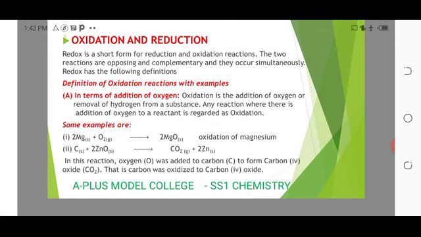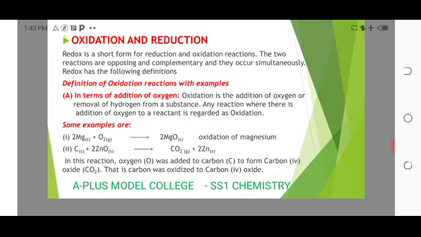Any reaction where there is an addition of oxygen to a reactant is regarded as oxidation. And what are the examples? Look at this example we have here. We have 2Mg plus O2 giving you 2MgO. Now, you can see that magnesium must have oxidized here. It's because magnesium as Mg is 0. You can see the oxygen is 0. You can see in the MgO, the oxidation number must have changed and increased.